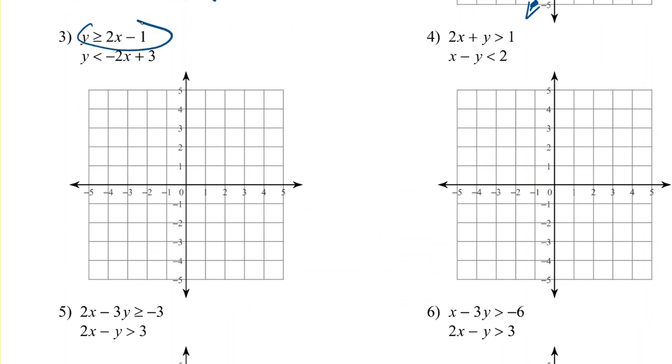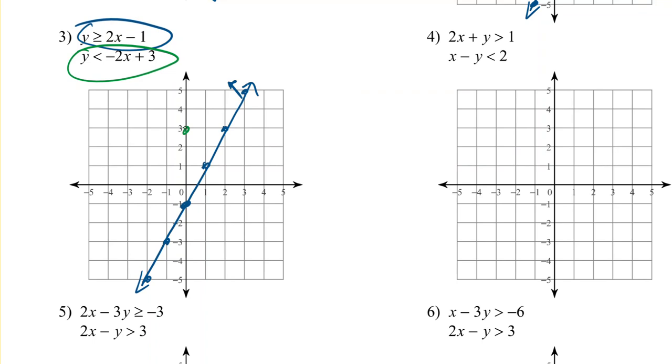3. Y-intercept is -1. Slope is 2. Solid line. We have the equal symbol. We're eating the y. Shade on top.